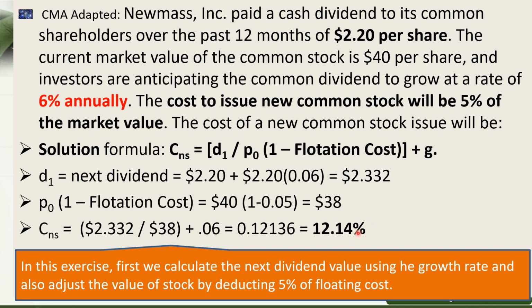So 12.14%. In this exercise, first we calculate the next dividend value using the growth rate. We take the 2.20, calculate the next dividend, which becomes 2.332, and then divide by the adjusted principal amount that we get, and so we calculate that.